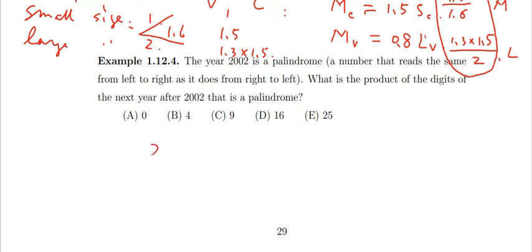So 2002, and then the next one cannot be 3. Let's say 2, and then this should be, let's say, 1. Yeah, only this, this is the closest one. So 2 times 1 times 1 times 2. This is probably easy.